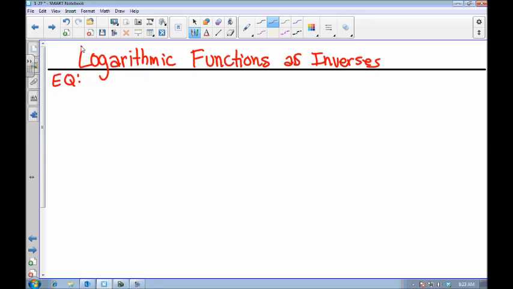Okay, logarithmic functions as inverses. Who's heard of a logarithm? It looks like log. Have you done logs before? Not like a log that you throw in a fire, different type of log. But log is the abbreviation for logarithm. Okay, so this is probably new for almost everyone.